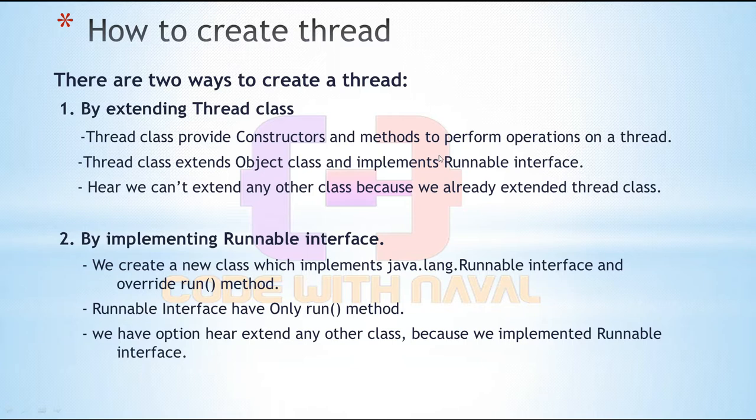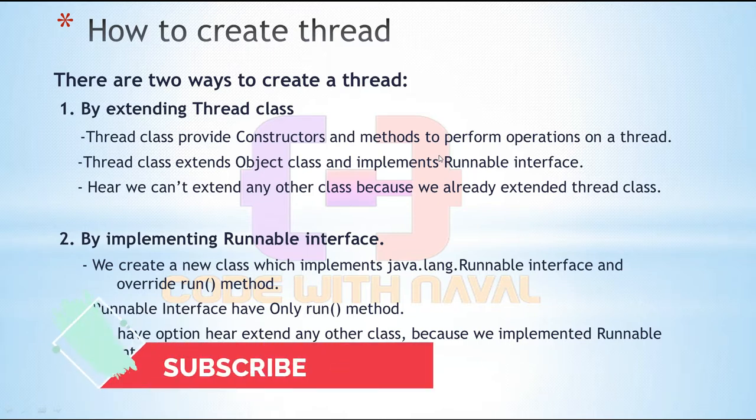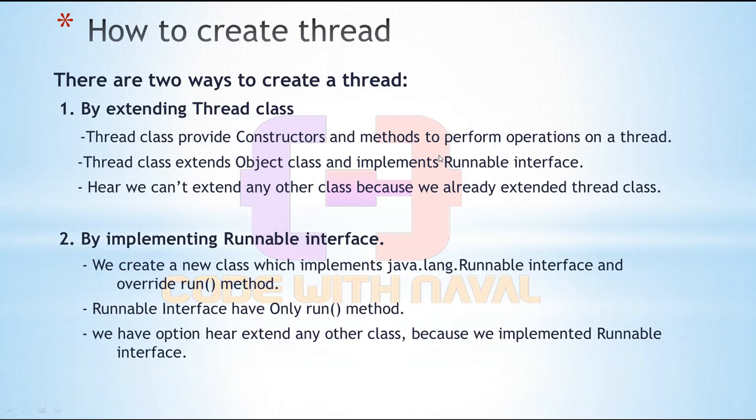First, by extending the Thread class. The Thread class provides constructors and methods to perform operations on a thread. The Thread class extends the Object class and implements the Runnable interface. Here we can't extend any other class because we already extended the Thread class. Java does not support multiple inheritance. That's why if we extend the Thread class, then we can't extend any other class.